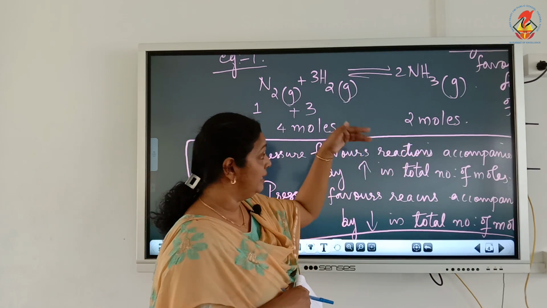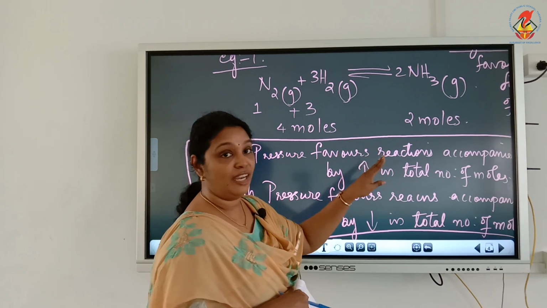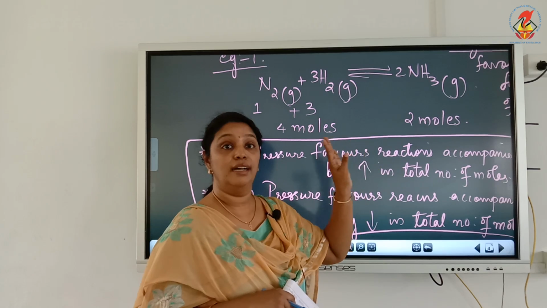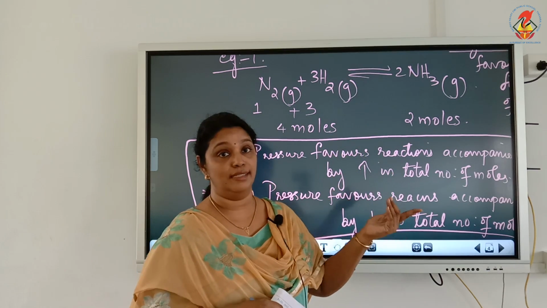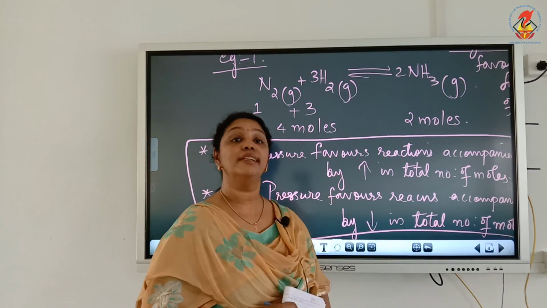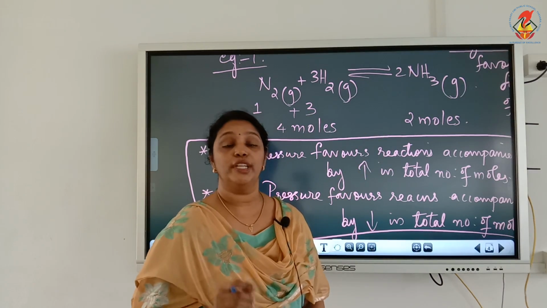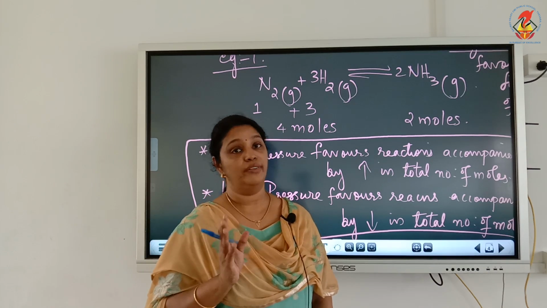Now if I decrease the pressure, what will happen? The reaction will take place in that direction in which the total number of moles increases. So if I decrease the pressure, then the backward reaction takes place. So this is the effect of change of pressure on an equilibrium reaction.